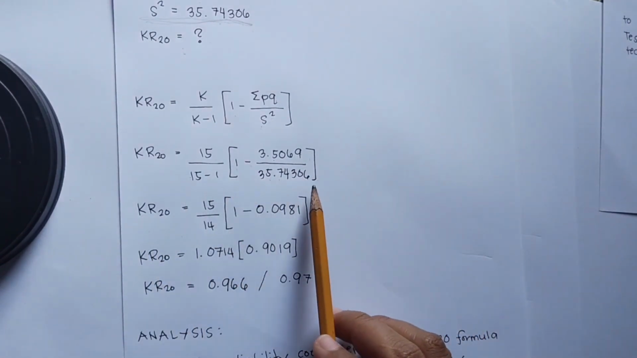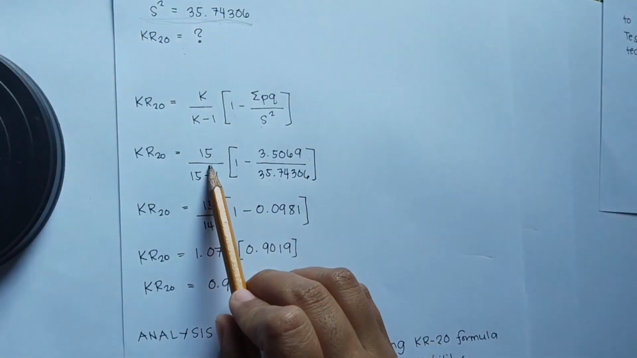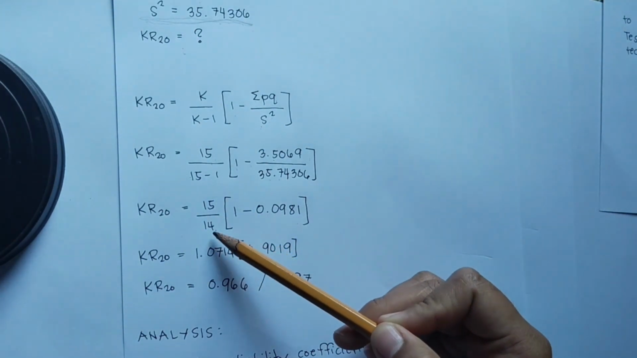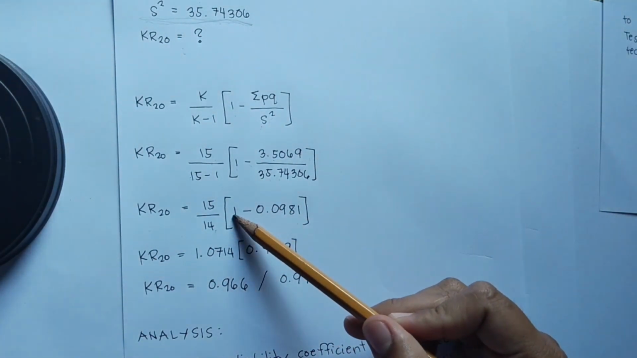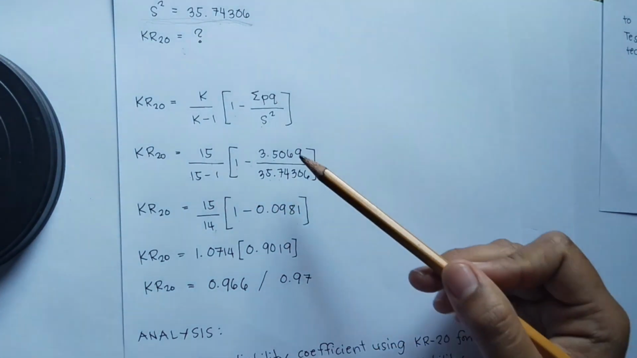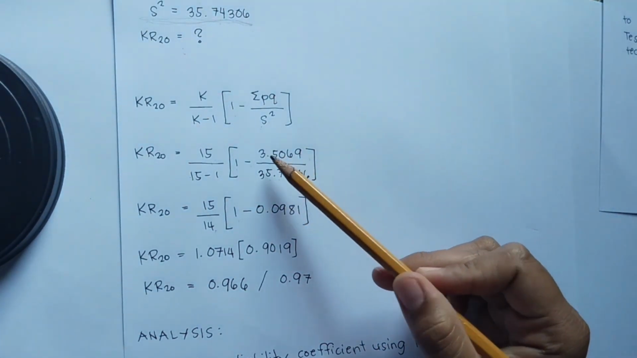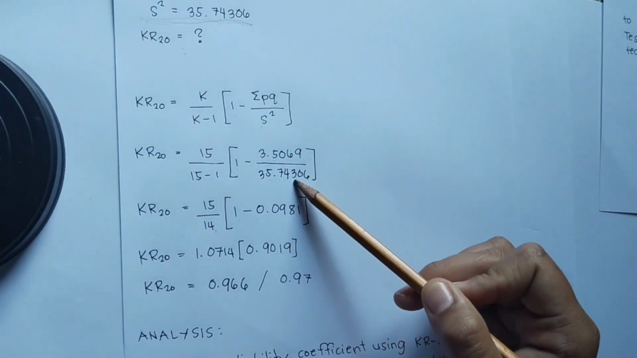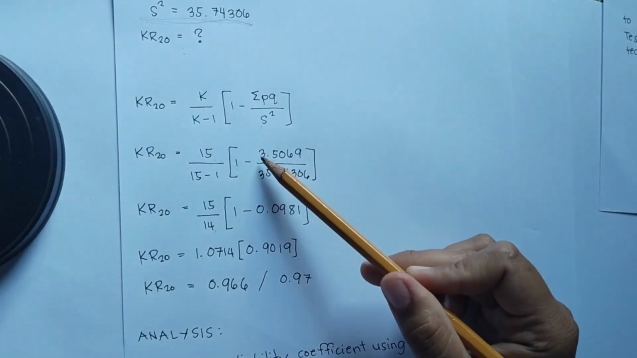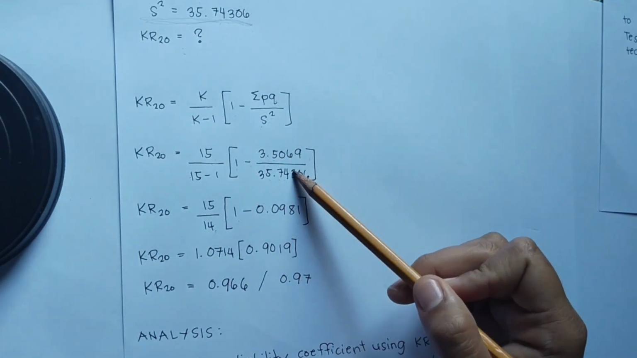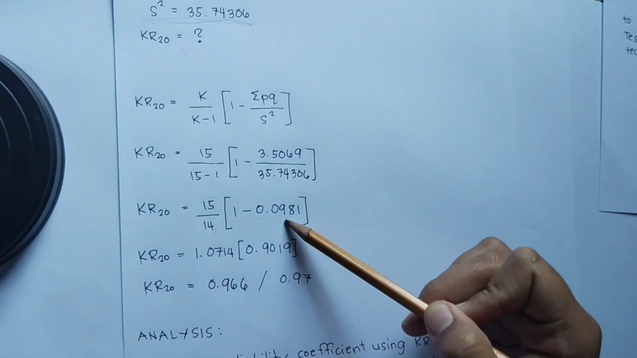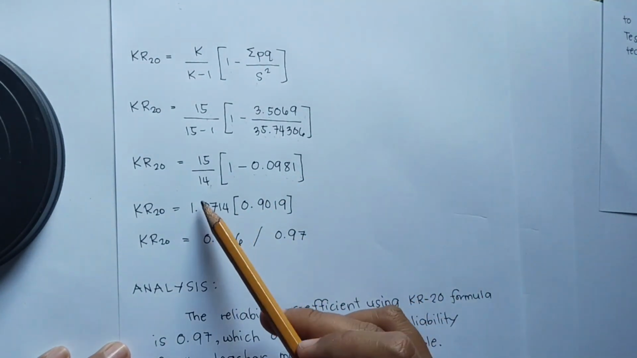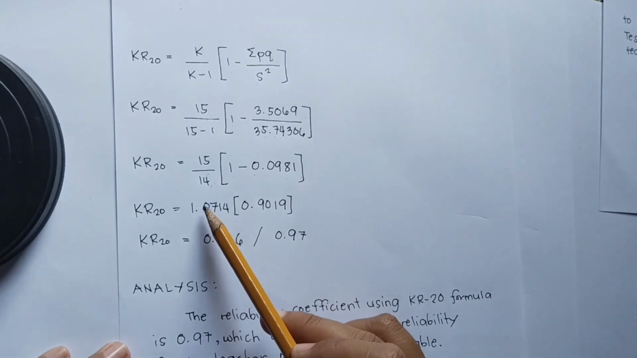So, ngayon, isi-simplify lang natin sila. And first, dito sa labas, 15 over 15 minus 1 is equal to 14. Kaya, naging 15 over 14. Ngayon naman, 1, copy lang natin yung 1 minus itong value, i-divide natin siya. So, 3.5069 over 35.74306. So, yung value na yan, i-divide natin is equal to 0.0981.